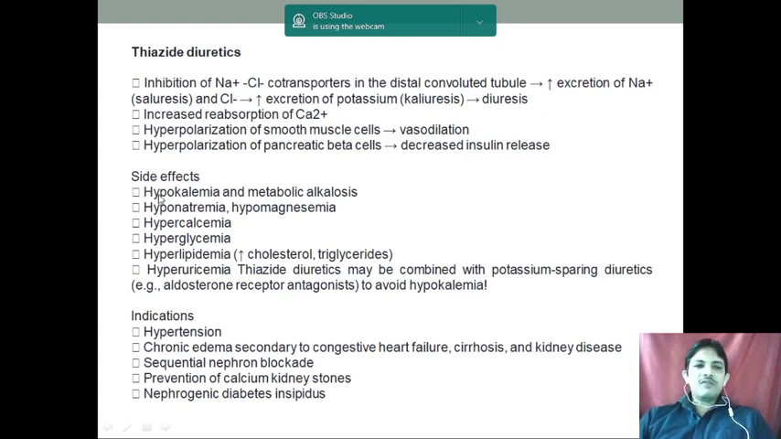What are the side effects? Hypokalemia and metabolic alkalosis, hyponatremia and hypomagnesemia, hypercalcemia, hyperglycemia, hyperlipidemia, hyperuricemia. So these are the side effects of the thiazide diuretics.